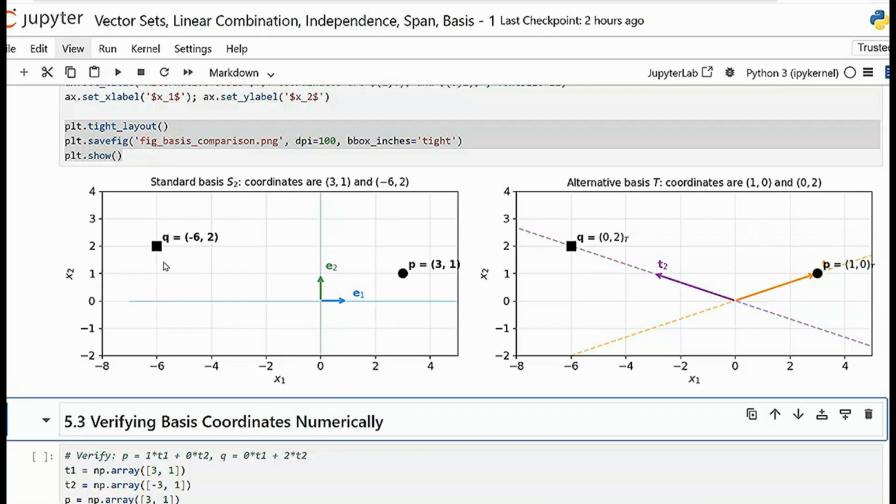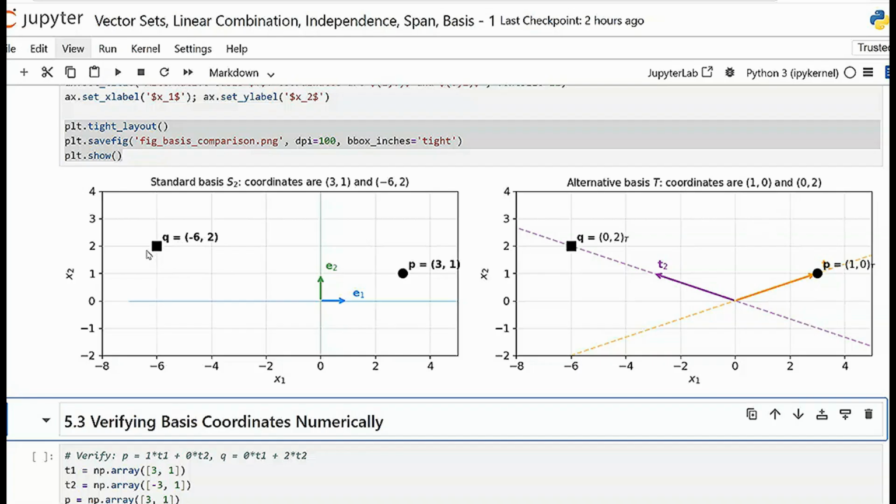So when coming towards the standard, we have P equal to 3 comma 1. But when coming towards this alternative, kindly observe P is equal to 1 comma 0, transpose. That is, the point didn't change, only the description changed. Kindly observe the exact location. A basis is like a coordinate system. Change the axis, change the numbers. So the underlying point stays the same. And kindly observe the same on Q also.